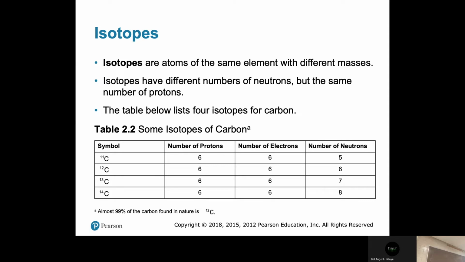So we get here then, we've got carbon-13, which is actually a very famous one. We use carbon-13 in NMR a lot.